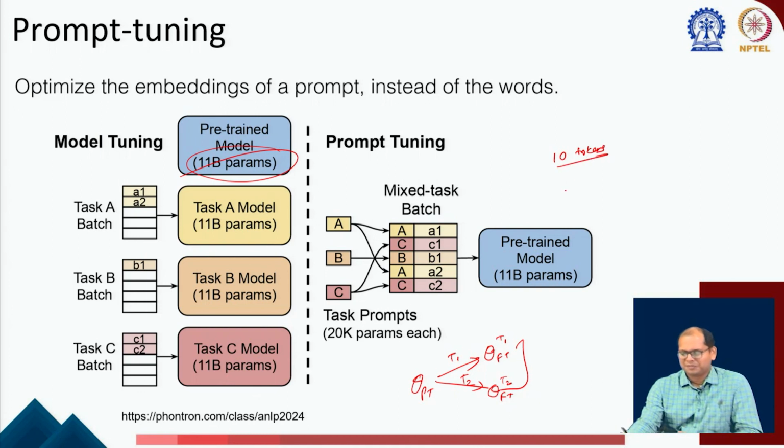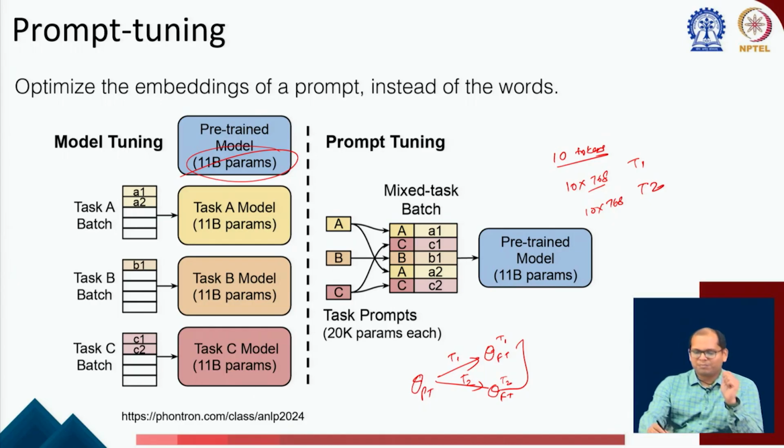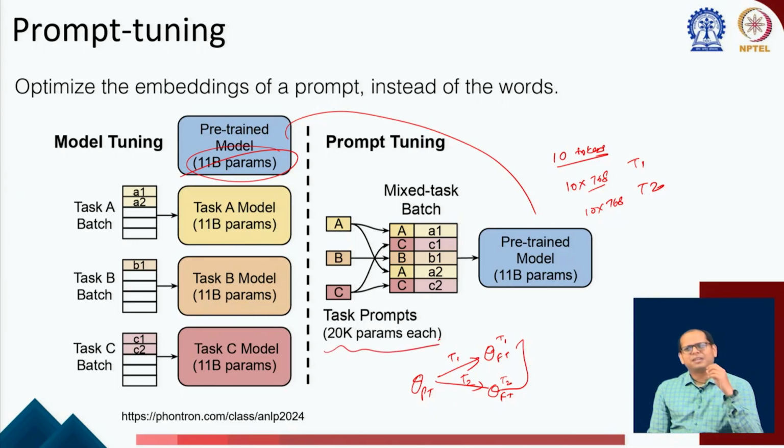So you will have some 10 cross 768 if you are working with a 768 model dimension. So these many parameters you have extra per task, right? So for task T1, same parameters for task T2. You tune these parameters, and then apart from this pre-trained language model, you only need this small number of parameters, right? Say just 20,000 parameters for each task separately.